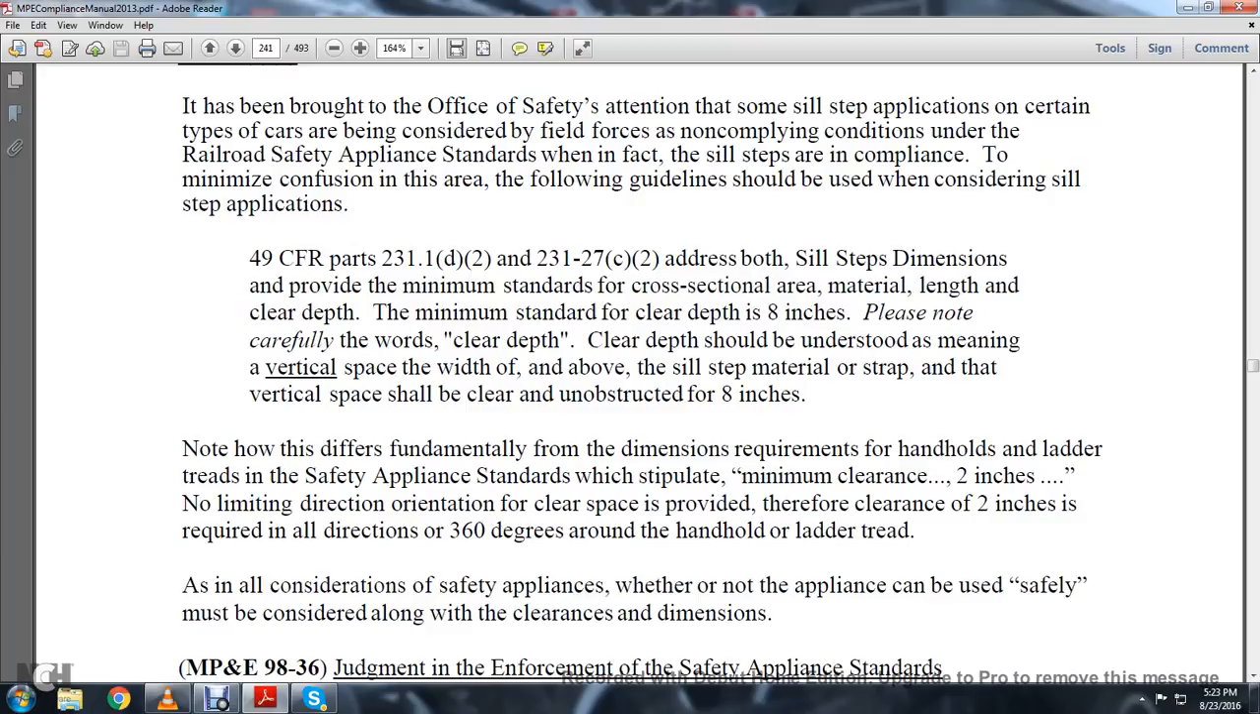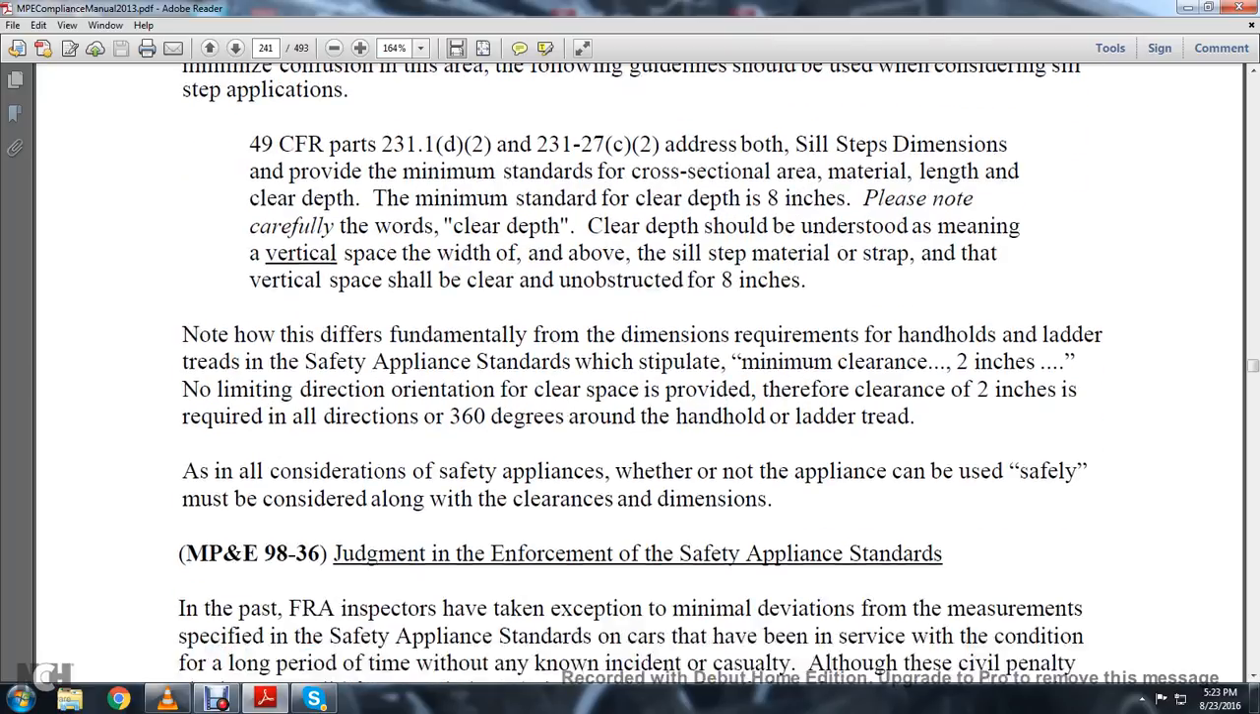Title 49 CFR Part 231.1(d)(2) and 231.27(c)(2) address both the sill step dimensions, providing minimum standards for cross-sectional area, material, length, and clear depth. The minimum standard for clear depth is 8 inches. Note carefully the words clear depth. Clear depth should be understood to mean the vertical space at the width and above the sill step material or strap. That vertical space shall be clear and unobstructed for 8 inches.